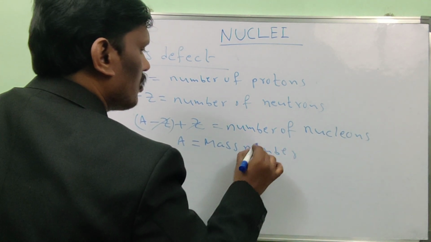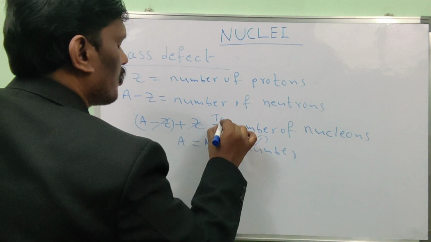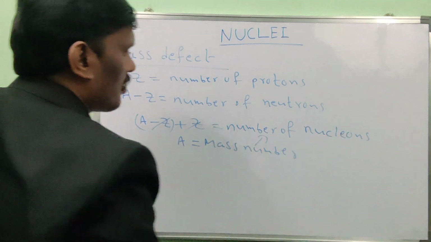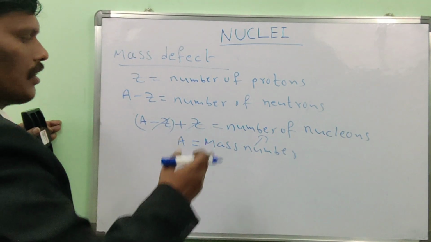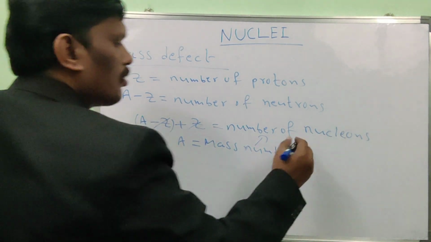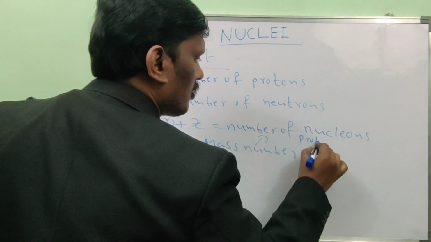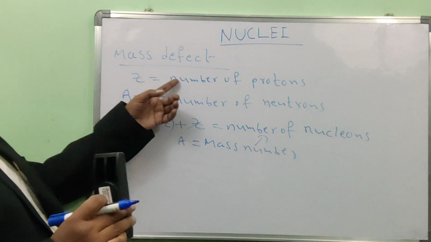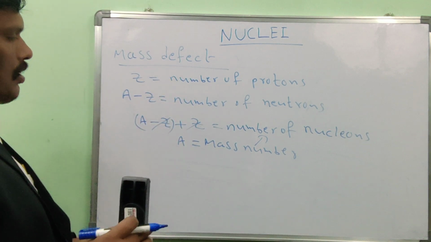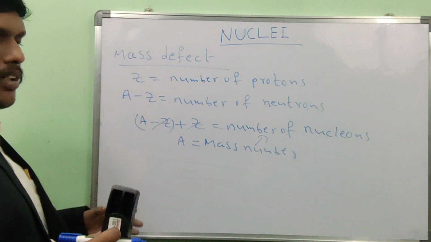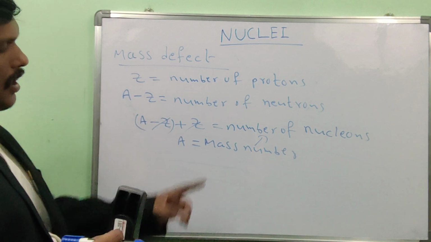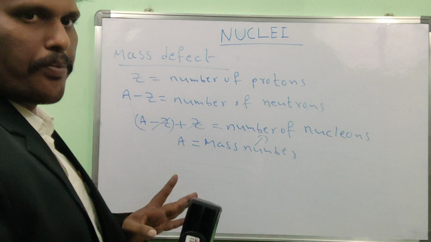What is the mass number? The total number of nucleons, or the number of nucleons inside the nucleus. Otherwise, it is the total number of protons plus the total number of neutrons. The remaining elementary particle masses I am going to neglect. By neglecting elementary particle mass, I am going to consider the number of nucleons.